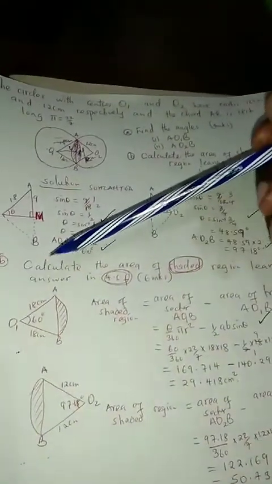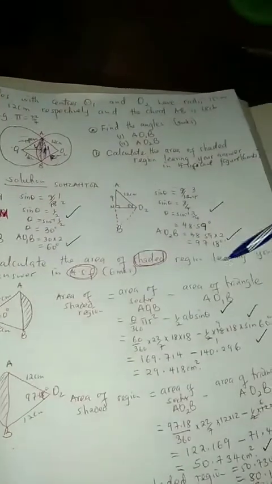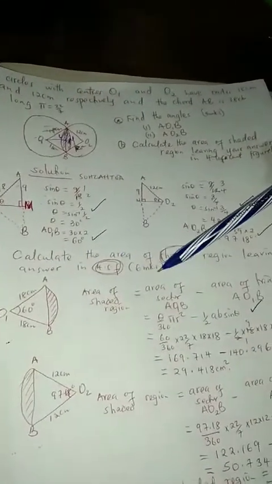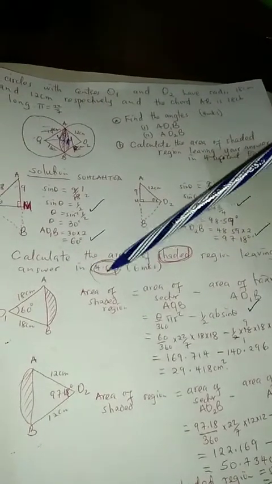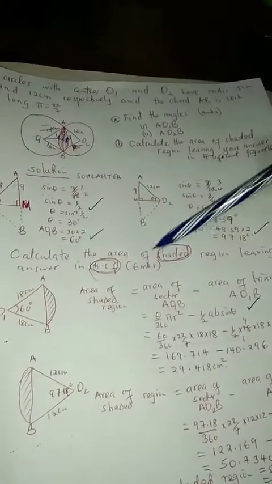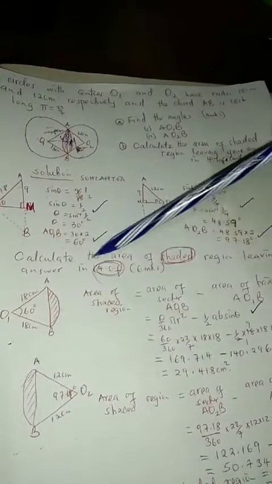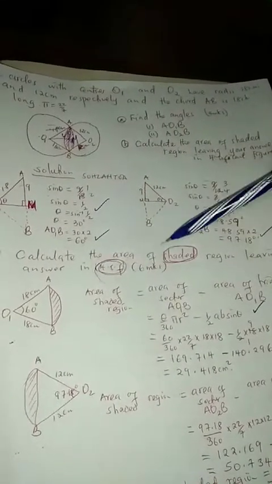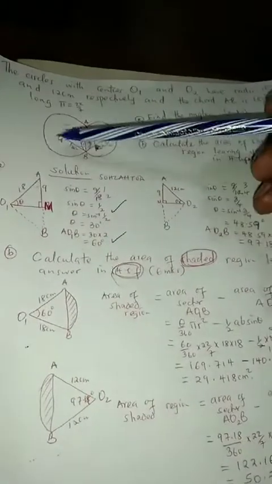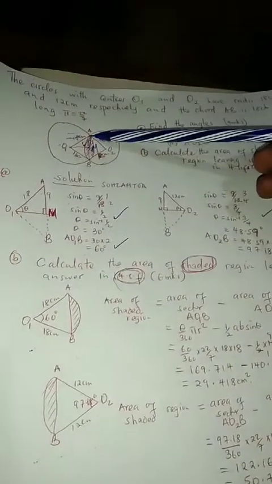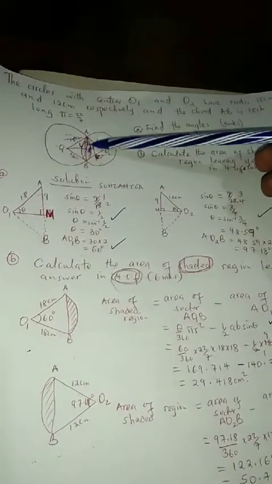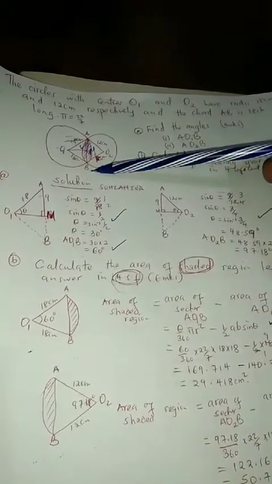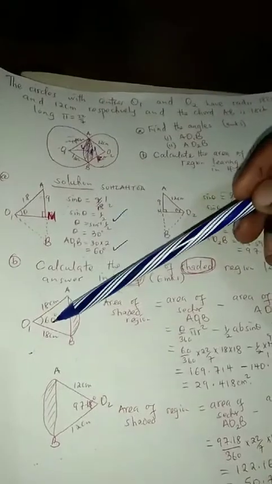The next question is: calculate the area of the shaded region, leaving your answer in 4 significant figures. So a good student is supposed to underline those key terms. You need to underline them because marks will only be got after obeying those. So I can take this point here. I want the area of the shaded region. I can start with AO1B.